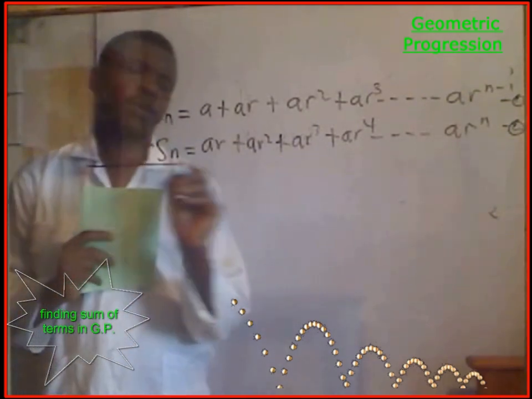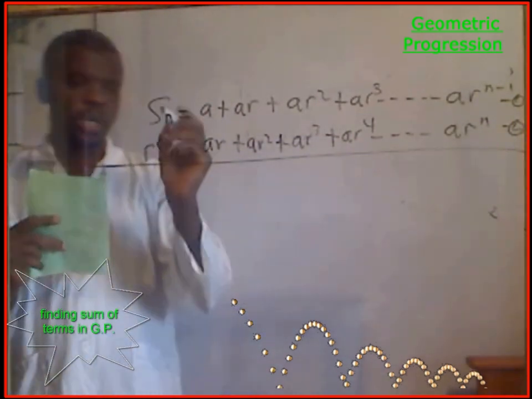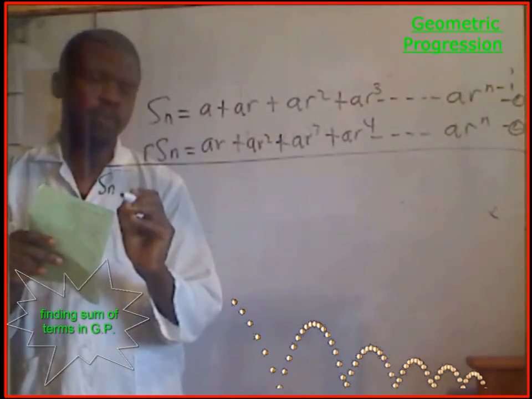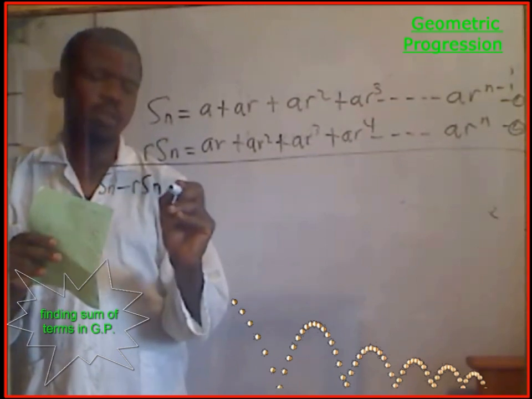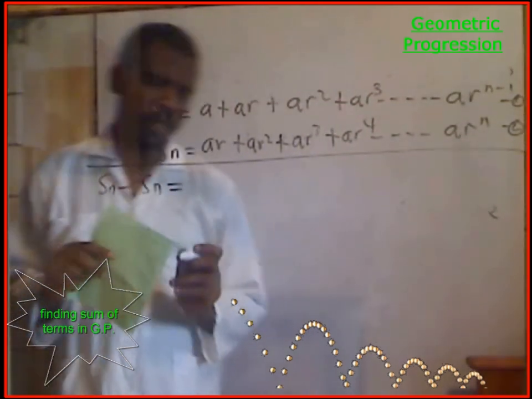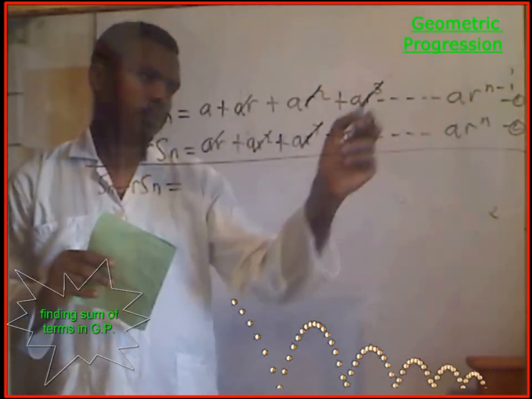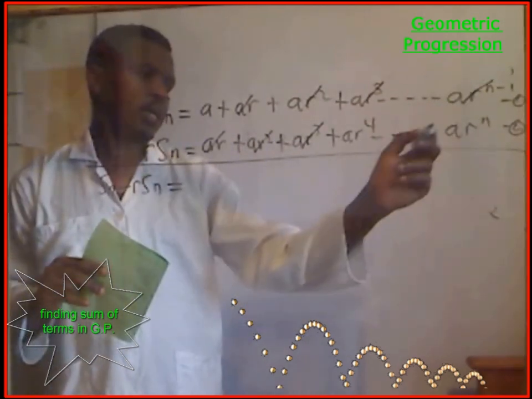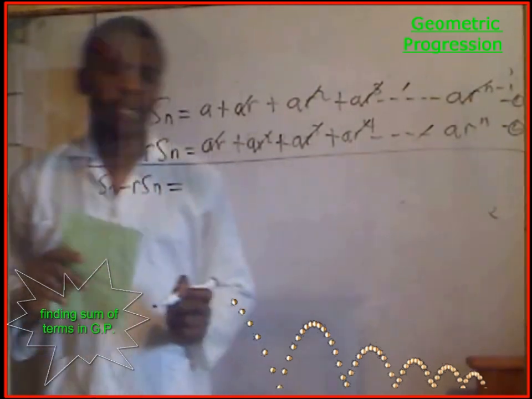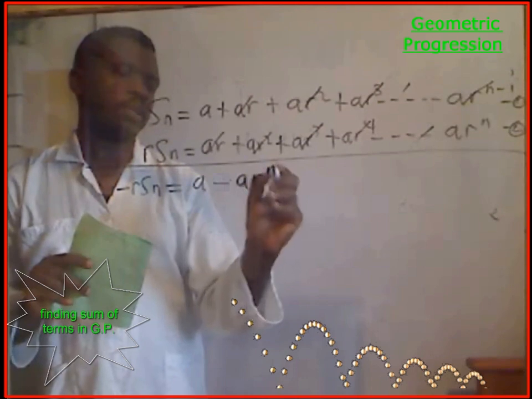Now, if I subtract equation 2 from equation 1, here I have the sum of the first n terms minus the product between r and the sum of the first n terms. This will give me, what do I say? These terms will cancel. At the end, this one will also cancel out somewhere there. At the end, I'll have a minus a times r to the n.